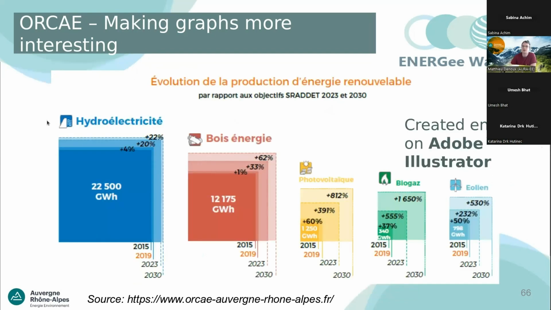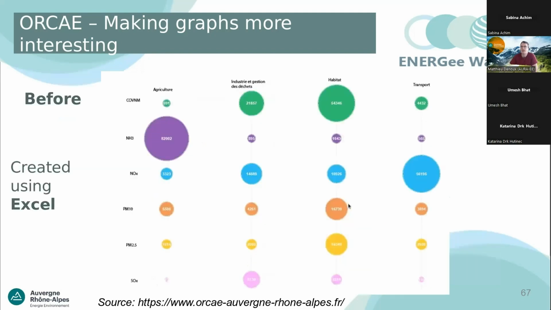For this graph, here you have the distribution of electricity production between the various commodities, and it was created using Adobe Illustrator from the start. So you have the value in 2015, then 2019, 2020, 2023, and then the goal that was set in 2030. So just to give an idea of where we are currently and what was the objective. So what is the path to go through to reach our goals.